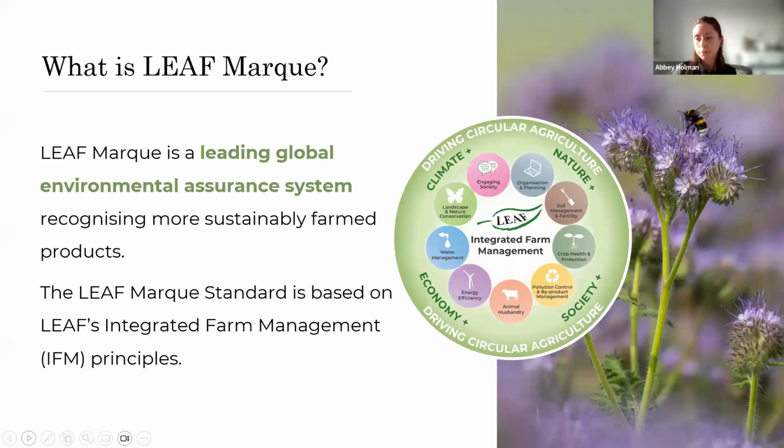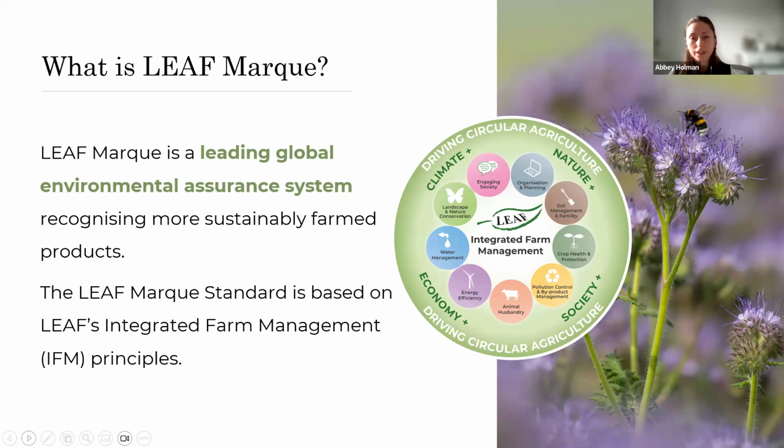So if we get started first with a very brief summary of what LEAF Marque is. Many of you might be familiar already, but in case you are new to LEAF Marque and the LEAF Marque journey, LEAF Marque is a leading global environmental assurance system recognizing more sustainably farmed products. And LEAF Marque is notably based on LEAF's integrated farm management principles, which are a set of principles recognizing that nothing in farming acts in isolation. So, for example, how you're managing soils impacts water and vice versa.